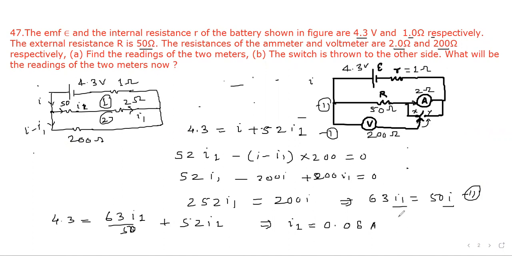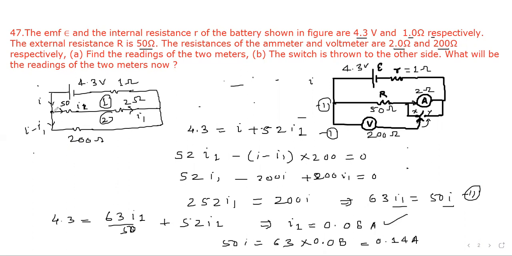And when we put this value here, 50 I equal to 63 times 0.08. So this will be equal to 0.14 ampere. Now, the reading of ammeter will be I1. So that is 0.08 ampere.